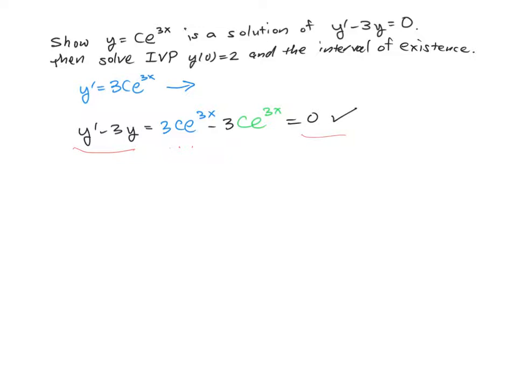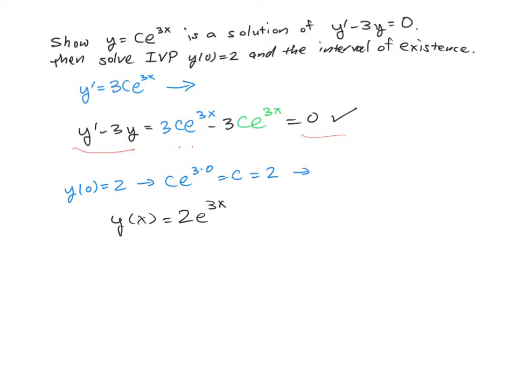The next part of this is to solve the initial value problem. And again, that was y of 0 equals 2. So this requires us to substitute in 0 for x and set the value of the function equal to 2. So if we have c times e to the 3 times 0, that's equal to c, and that requires c to be equal to 2. So the solution of the initial value problem is actually y of x is 2 times e to the 3x.